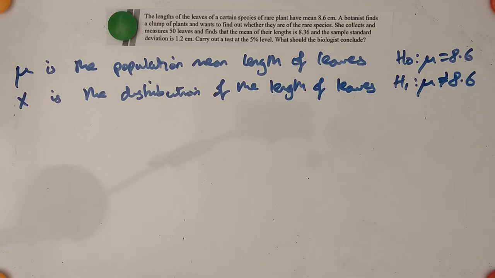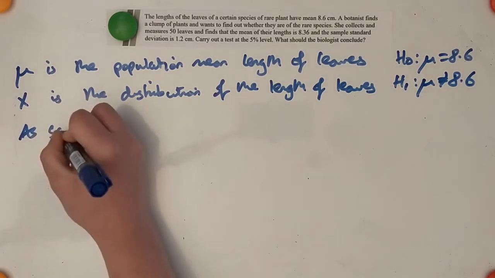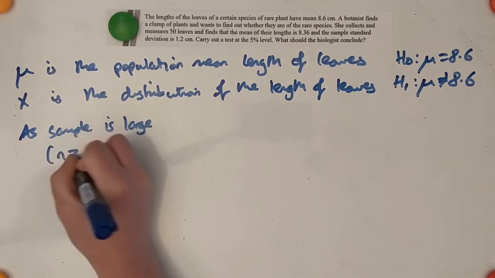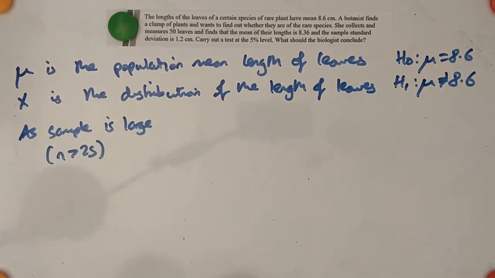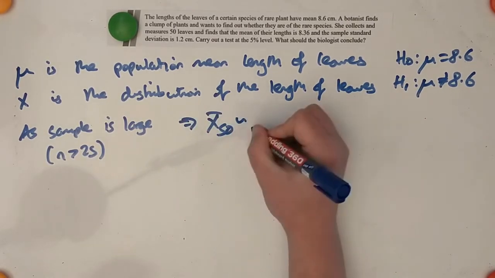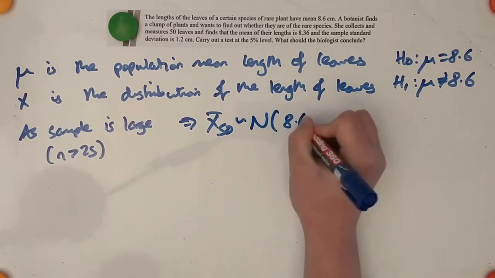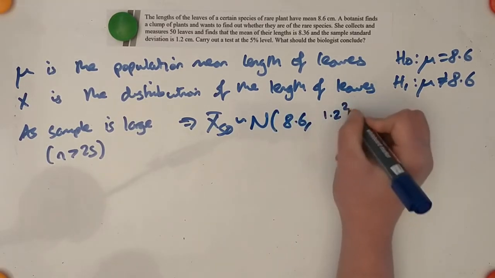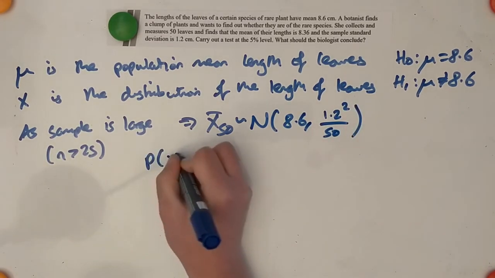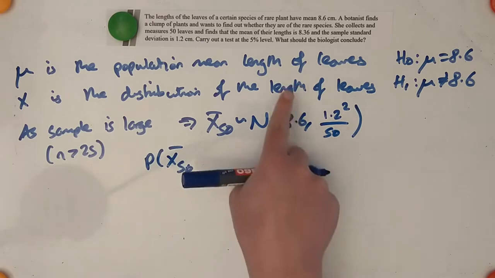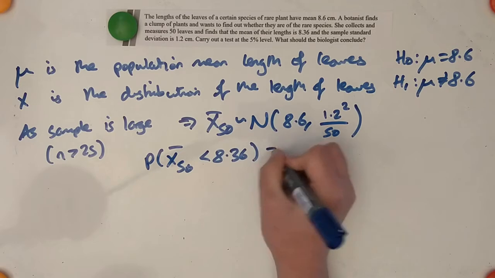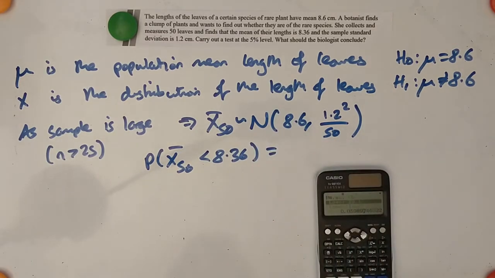Okay. Again, as the sample is large, and is bigger than 25, I can assume a normal distribution. So that means I've got x bar 50 is normally distributed with 8.6 and 1.2 squared over 50. Then probability x bar 50, my value here 8.36 is less than, so I may as well do a less than 8.36. Work that out in my calculator.